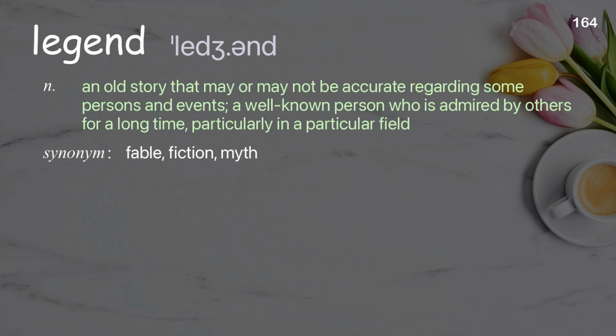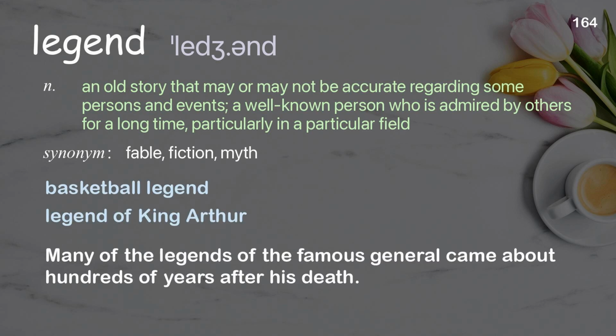Legend. An old story that may or may not be accurate regarding some persons and events, a well-known person who is admired by others for a long time, particularly in a particular field. Examples: Basketball legend. Legend of King Arthur. Many of the legends of the famous general came about hundreds of years after his death.